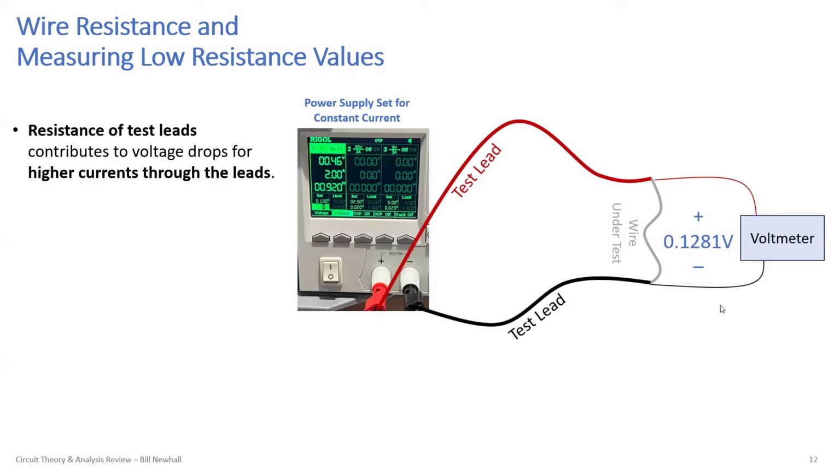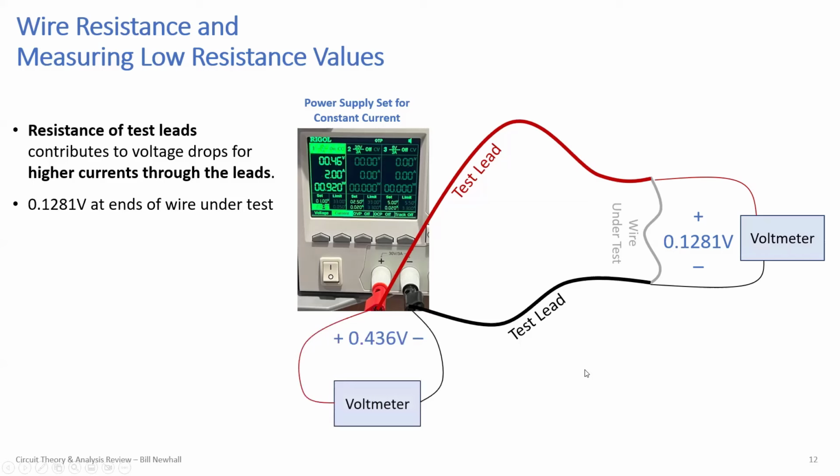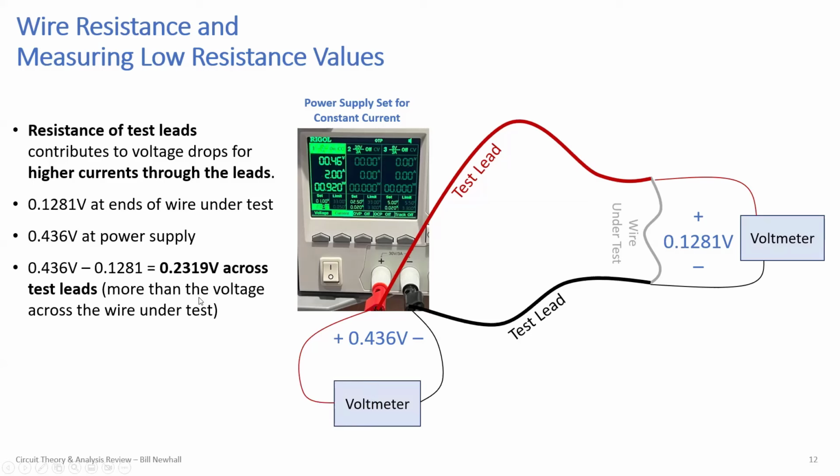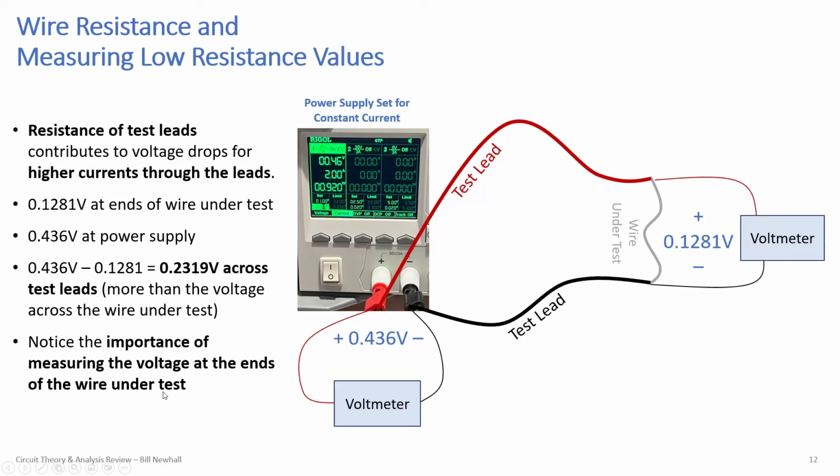Here it's set for 2 amps current, and I connect test leads to this wire. Then what I did for measuring voltage across this wire is take the voltmeter and connect it directly across the wire, because what you'll see is that although there's 0.128 volts across the wire, if you go back to the other side of the test leads, we have 0.4 volts measured with a voltmeter. Okay, so that means that there's a voltage drop there across the test lead. So 0.232 roughly voltage drop is across the test leads. And that's actually more than the voltage across the wire you're trying to test. So that's going to give you a bad measurement and a bad calculation of wire resistance.